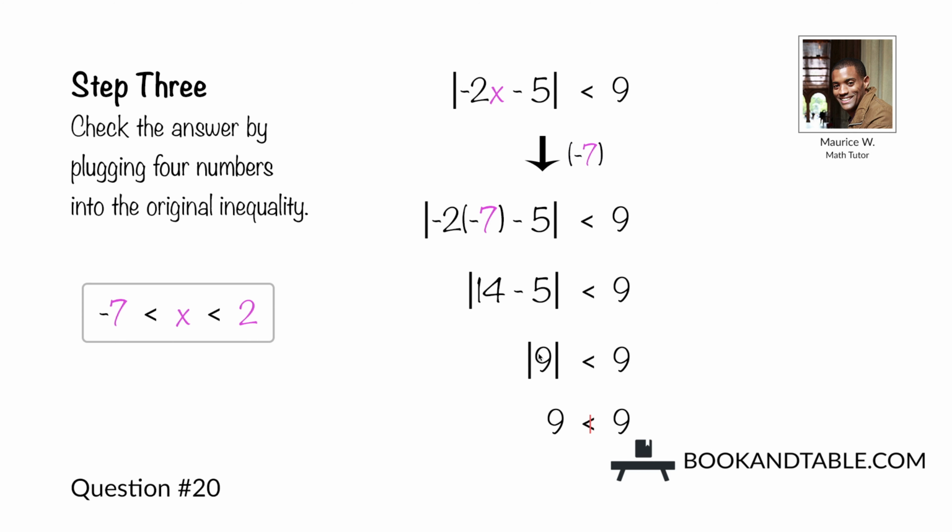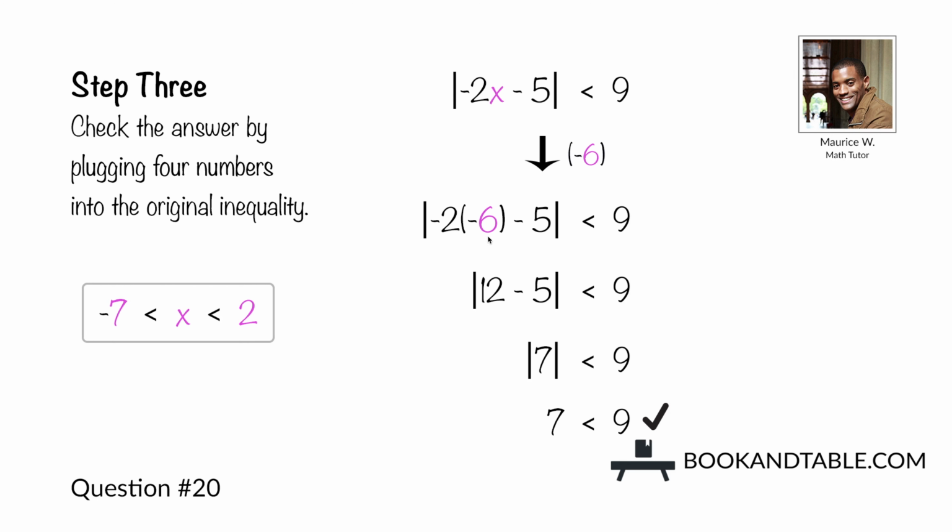14 minus 5 is 9. The absolute value of 9 is 9, leaving you with the false statement, 9 is less than 9. So negative 7 does not work for x, which we are expecting. X does not equal negative 7, but negative 6 should work.